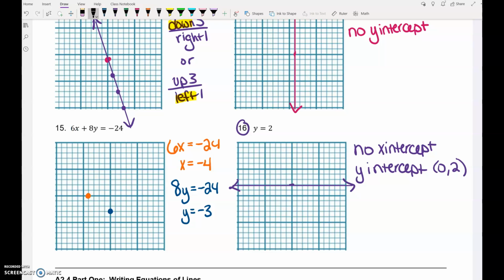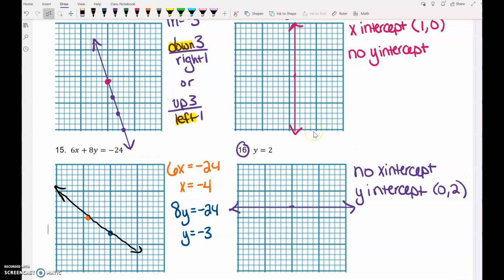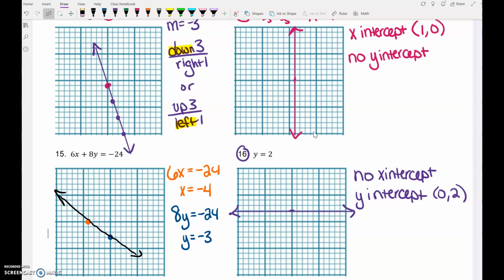Once you have both of those points, then you can connect them, preferably with a nice straight line, which I did not do, but you can ignore that. Any questions about horizontal, vertical, slope-intercept form, standard form? Okay.